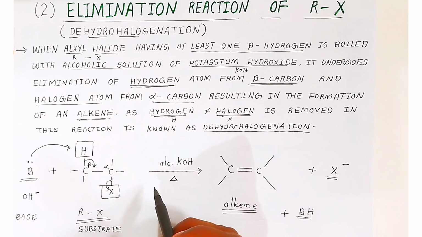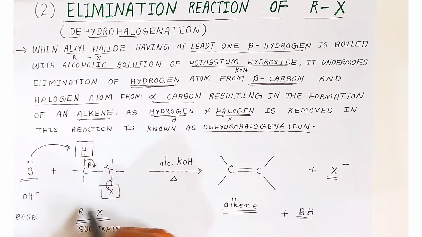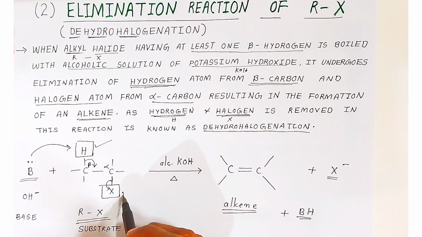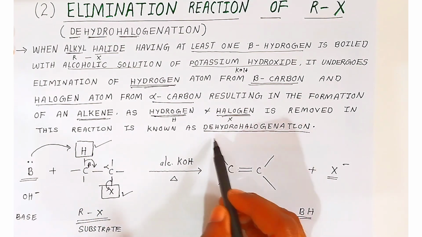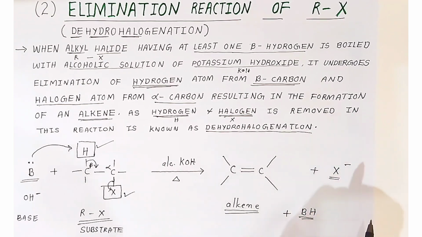This is because of dehydrohalogenation. Because the hydrogen and halogen are removed from the alkyl halide, this is called an elimination reaction, because this substrate eliminated hydrogen and halogen. After elimination, it forms the alkene. That is why it is called a dehydrohalogenation reaction. Understanding students, it's very important.